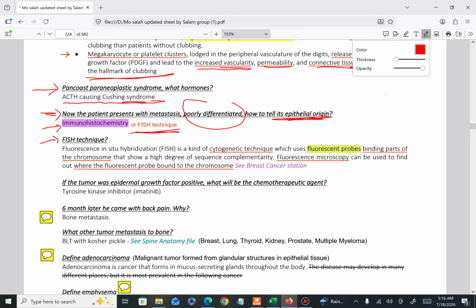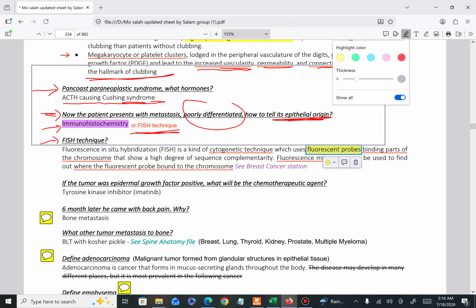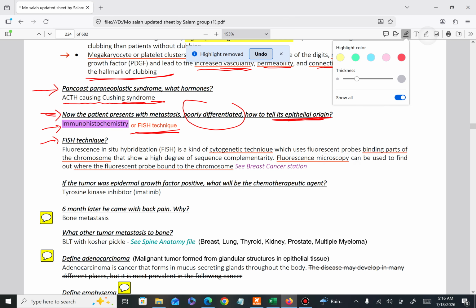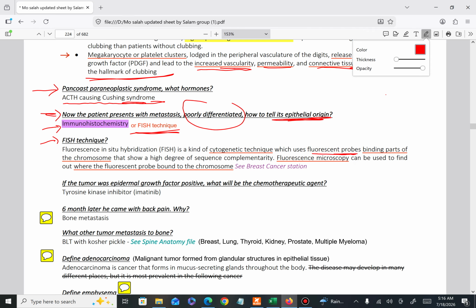It is a kind of cytogenetic technique which uses fluorescent probes binding parts of the chromosome that show a high degree of sequence complementarity. Fluorescence microscopy can be used to find out the fluorescent probe bound to the chromosome. So this is about the FISH technique. If the tumor was epidermal growth factor positive, what will be the chemotherapeutic agent? So we will use tyrosine kinase inhibitors in the tumor with epidermal growth factor positive, and that is imatinib.